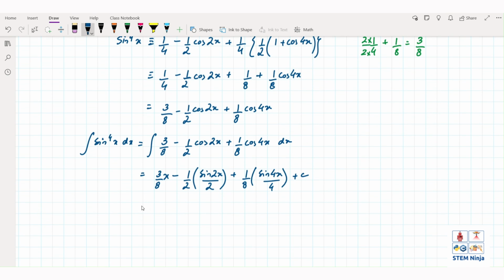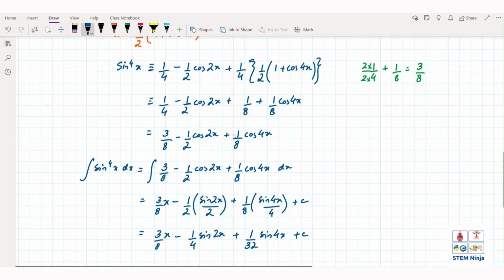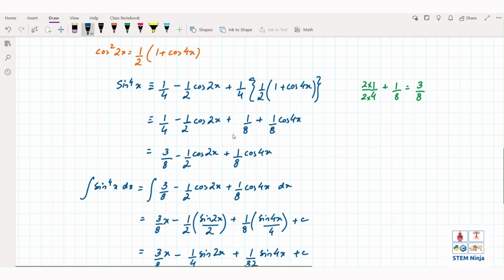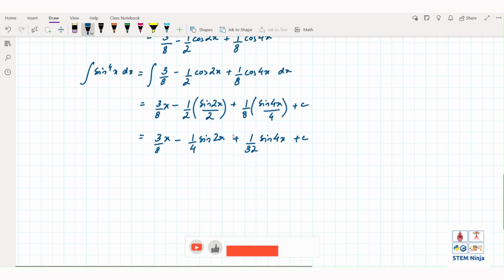Now we simplify this: 3/8 x minus 1/4 sine 2x plus 1/32 sine 4x plus c. So easy. The process for cos raised to power 4 would also be very similar, only with a few slight changes over here. Now let's see how to deal with tan squared.